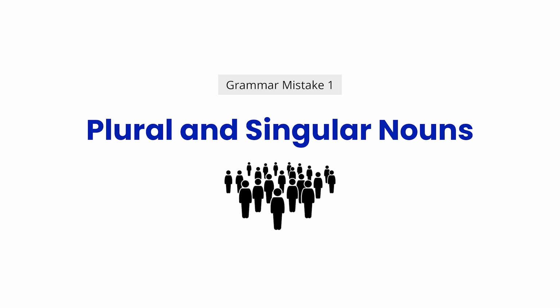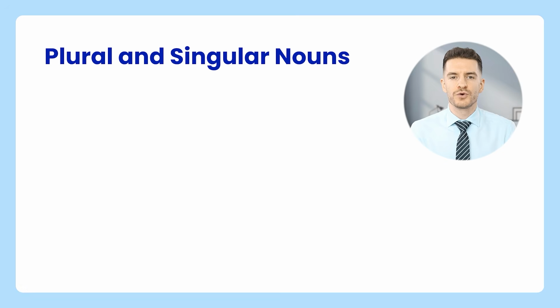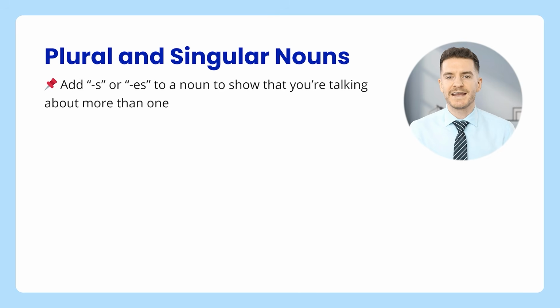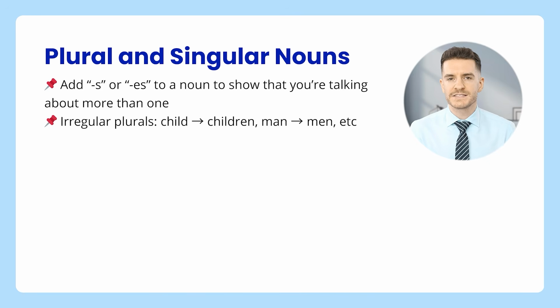Plural and singular nouns. Now, when it comes to plural and singular nouns, you need to add an S or an ES to a noun to show that you're talking about more than one thing. So, for example, parent, that's one. Parents, that's 2 or more. Now, there are some irregular plural nouns, so that means you don't simply add an S or an ES. You need to actually change the word. And we're going to look at a few in just a moment. But there's 2 on the screen right now. We'd say 1 child, 2 children, 1 man, 2 men.